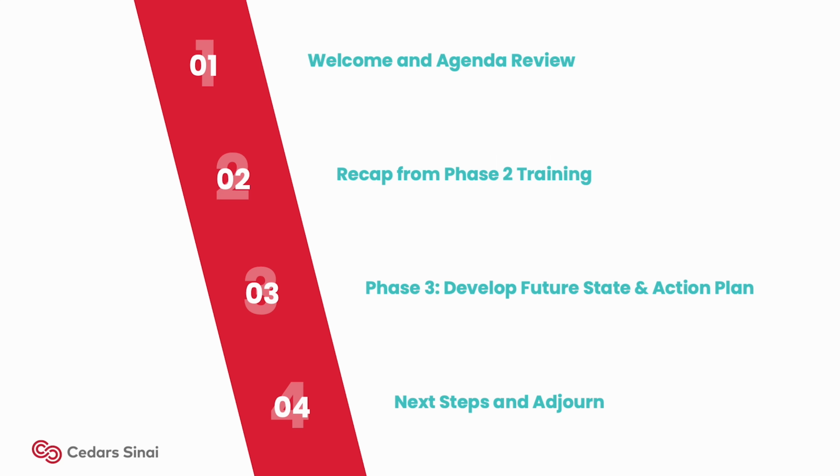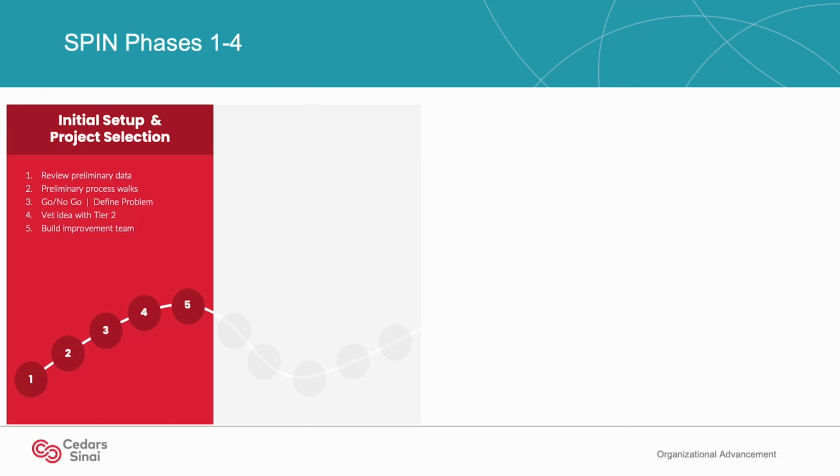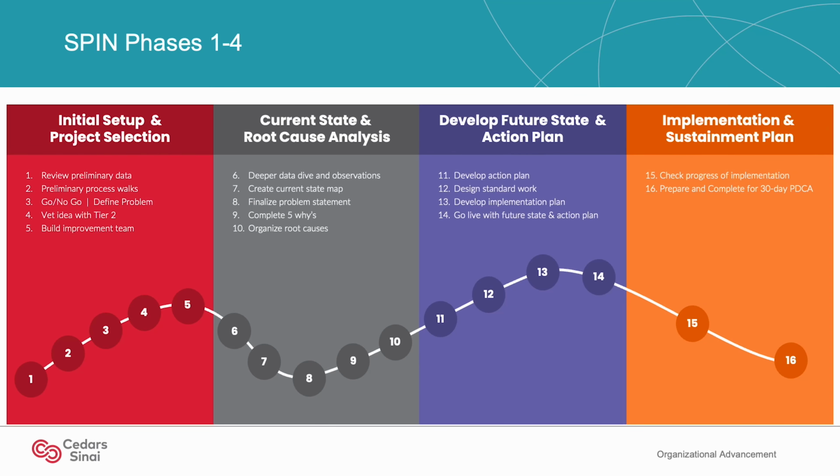This video will recap what we covered in the Phase 2 training video, and then we will jump into Phase 3 of the project cycle, which is developing a future state and an action plan. From there, we will conclude with next steps. As you are aware, there are 4 phases in the SPIN project as shown here.